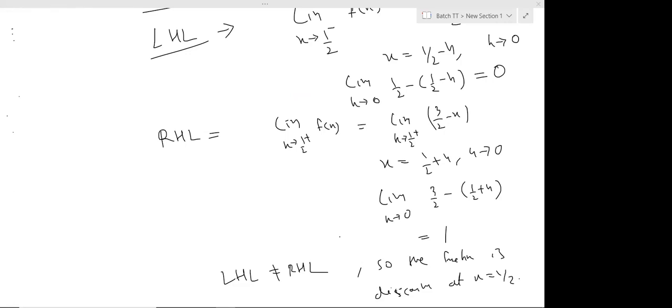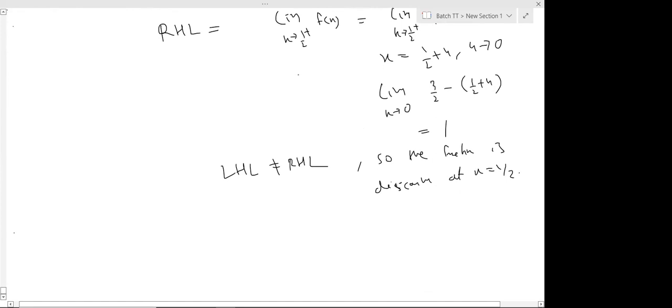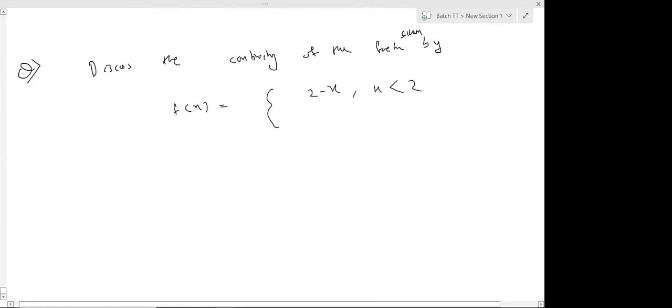Done, sir. All right. Now next question is for you. Both of you try to solve this. Discuss the continuity of the function given by f of x equals 2 minus x when x is less than 2, and 2 plus x when x is more than or equal to 2, at x equals 2. A very simple question.